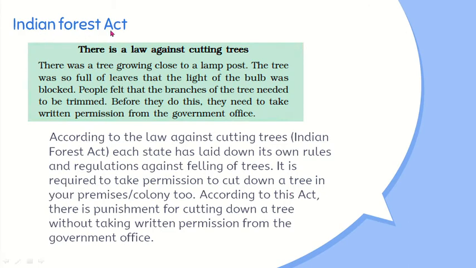Next is the Indian Forest Act. There was a tree growing close to a lamp post. The tree was so full of leaves that the light of the bulb was blocked. People felt that the branches of the tree needed to be trimmed. Before they do this, they need to take written permission from the government office.